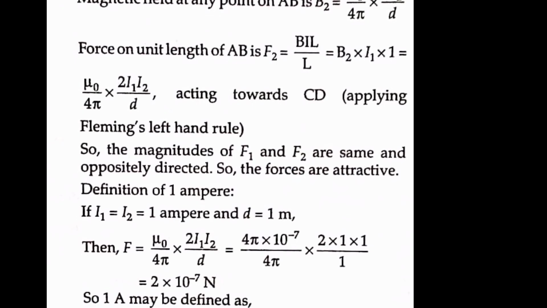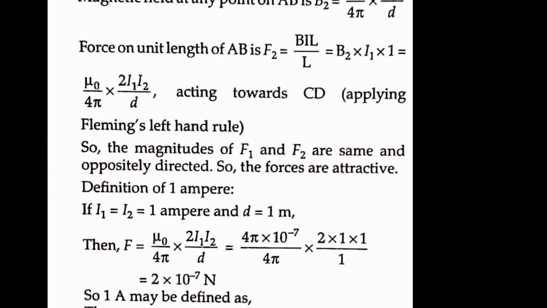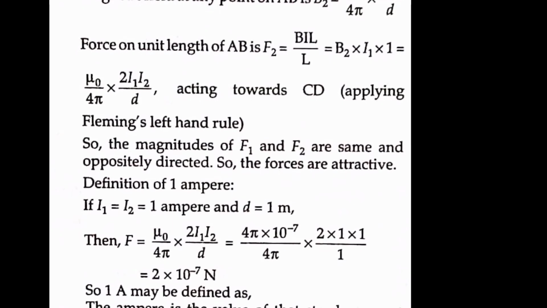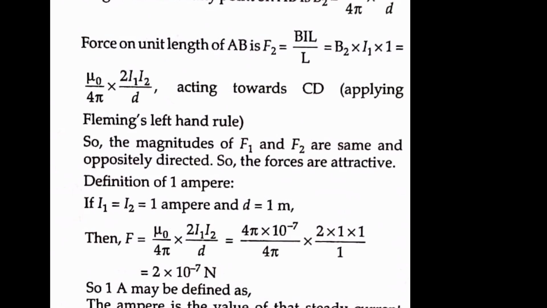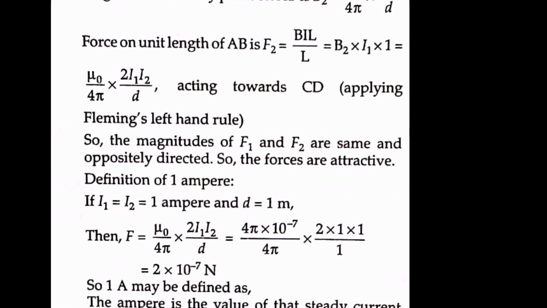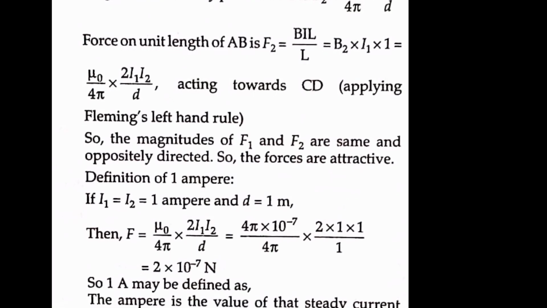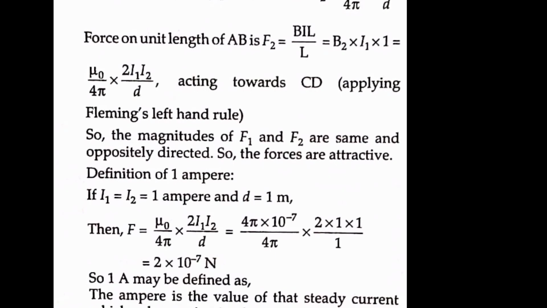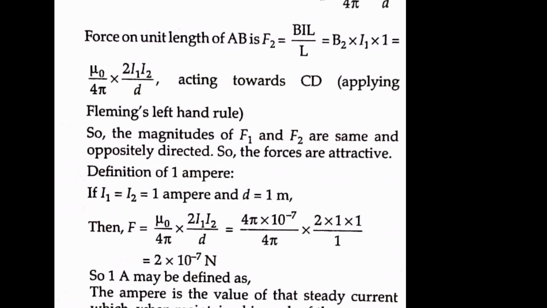1 ampere is the value of that steady current which, when flowing through two very long straight parallel conductors of negligible cross-section placed 1 meter apart in vacuum, produces a force of 2 into 10 to the minus 7 Newton per meter. The magnitudes of F1 and F2 will be the same. So that is how we have to do the derivation. Clear? The diagram is important, and the directions of the currents.